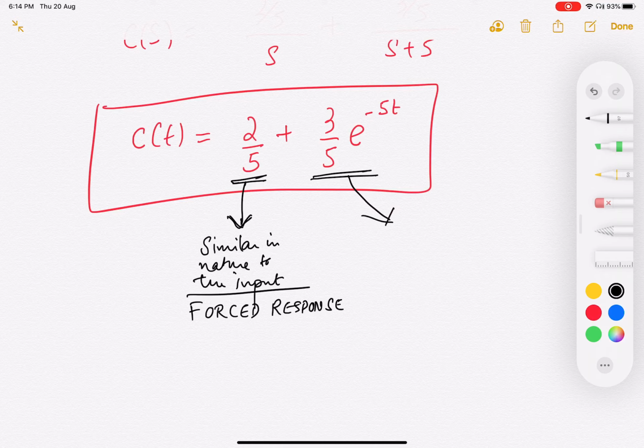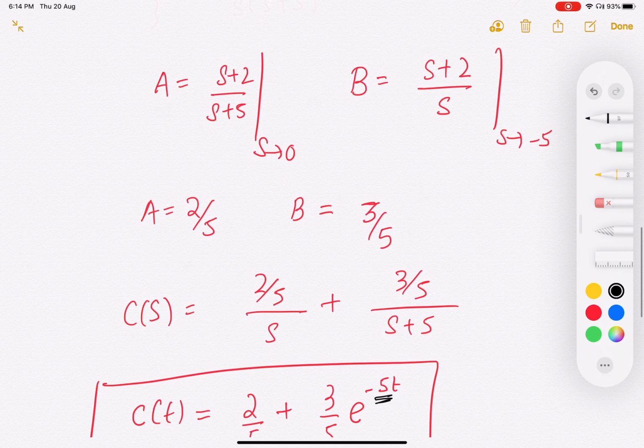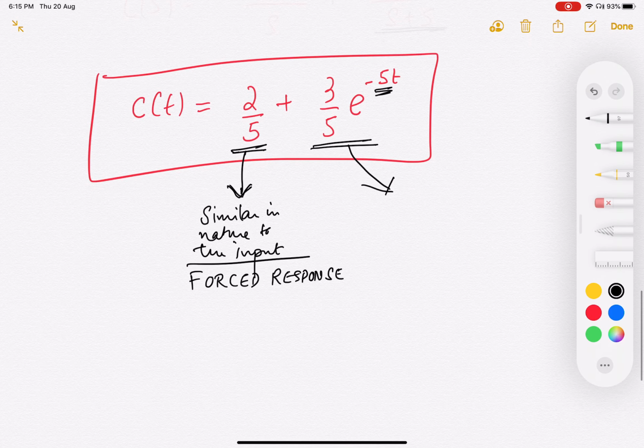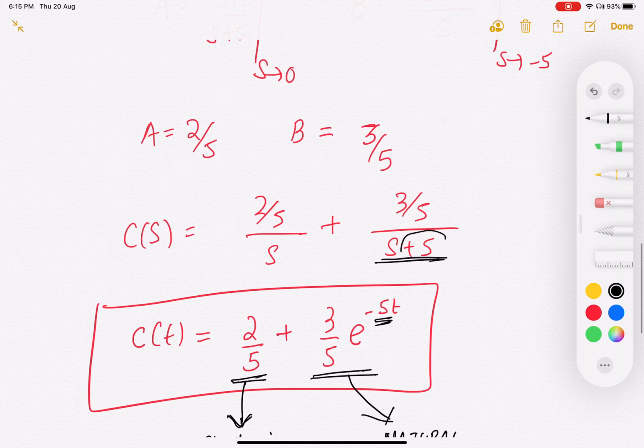And this has a part which is because of this minus 5 here, and minus 5 is there because of the 5 present in the denominator. So this is present because of the nature of the system, and that is why it's called the natural response. You would notice this is similar to the complementary function that we obtain when we solve differential equations. Now you would notice one more thing, and that is that this 5 plays an important role.